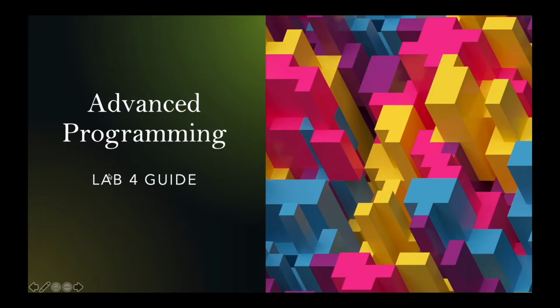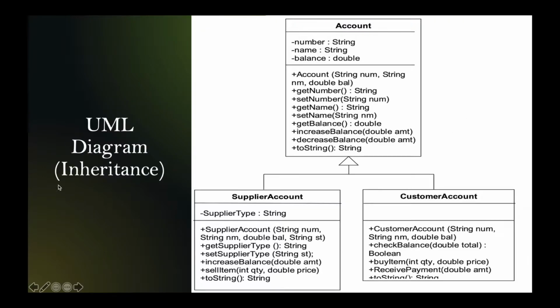Okay, so in this lab, we are going to look at inheritance. We will look at this UML diagram. We have a very abstract one, the account. The account will have three variables, which are number, name, and also the balance. The supplier account and also the customer account share the same properties as this account.